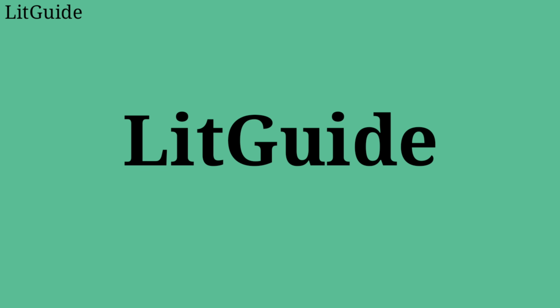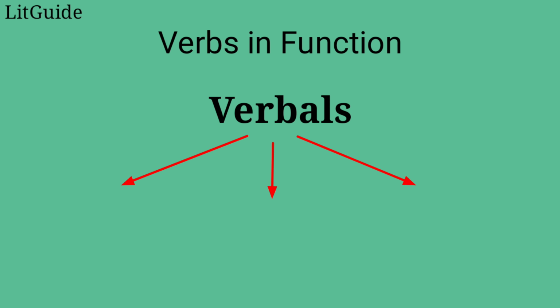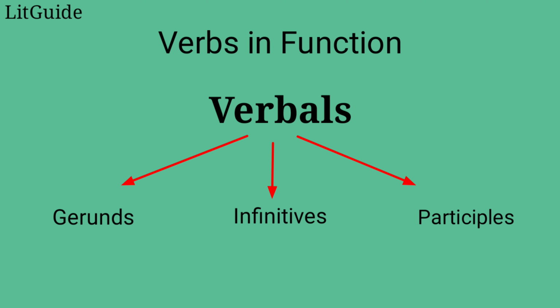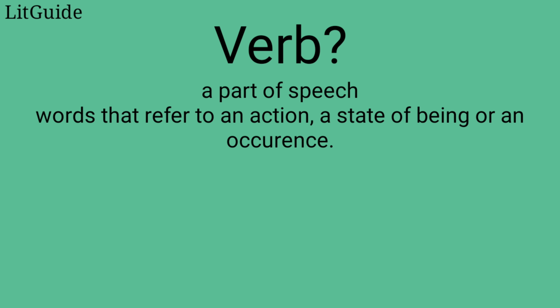We'll be learning another grammar topic today. Verbs in function, better known as verbals, which include gerunds, infinitives, and participles. We'll begin by understanding what exactly a verb is. A verb is a part of speech, and it refers to words that are used to describe an action, a state of being, or an occurrence.